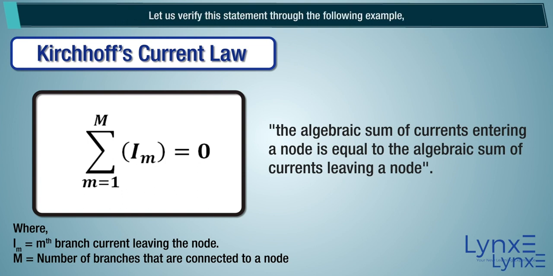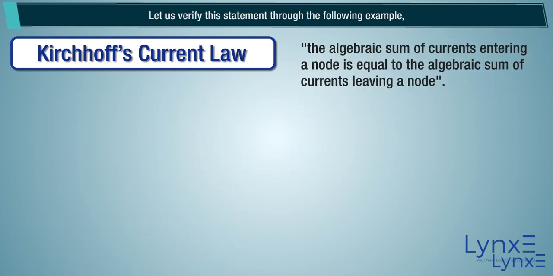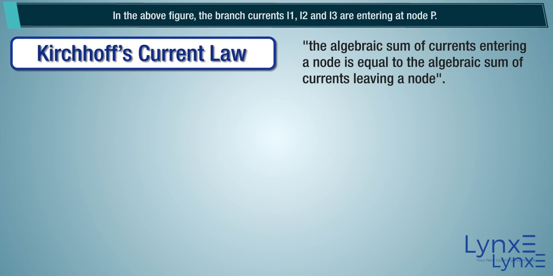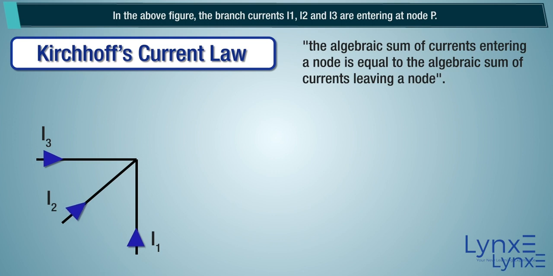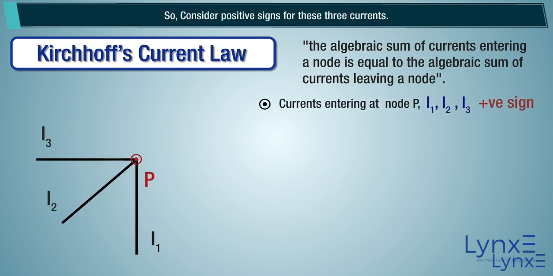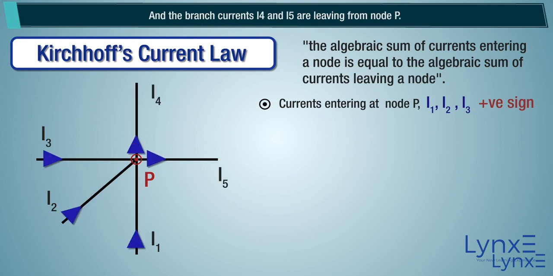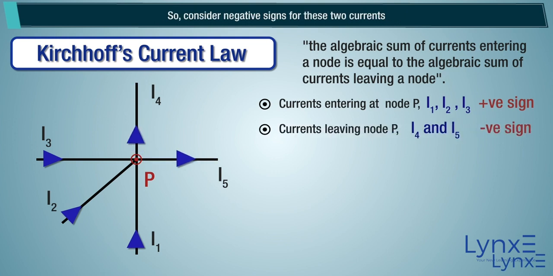Let us verify this statement through the following example. In the above figure, the branch currents I1, I2, and I3 are entering node P. So, consider positive signs for these three currents. And the branch currents I4 and I5 are leaving from node P. So, consider negative signs for these two currents.